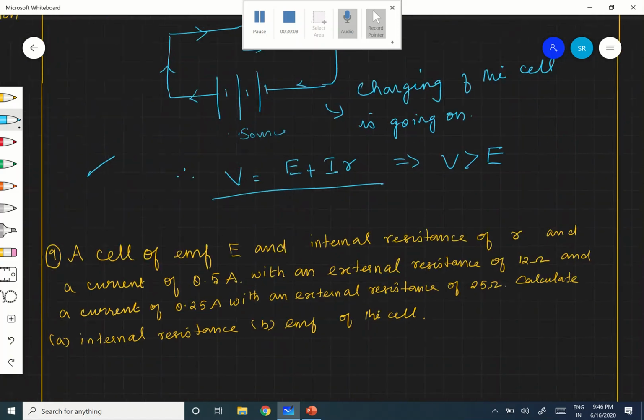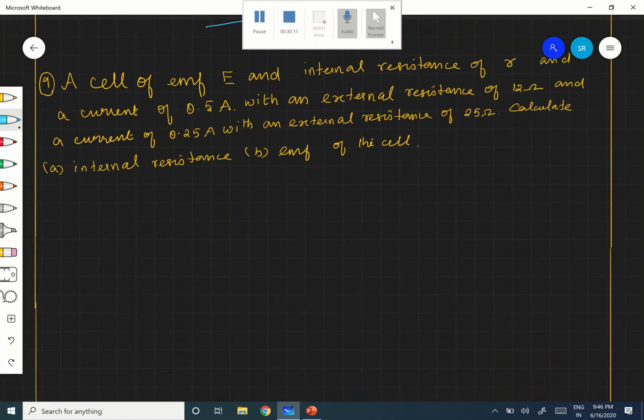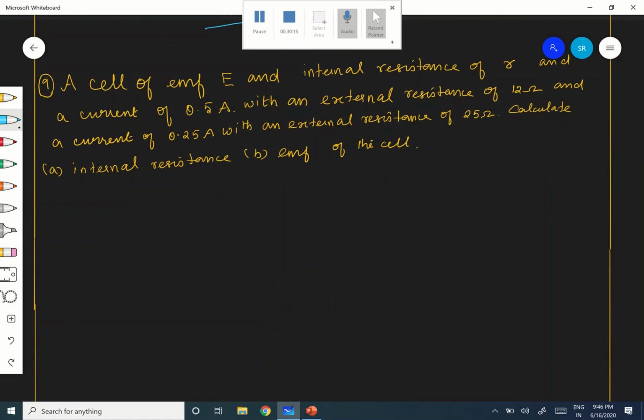Right. Now next question. A cell of EMF E and internal resistance r gives a current of 0.5 amps with an external resistance of 12 ohms, and a current of 0.25 amps with an external resistance of 25 ohms. Calculate the internal resistance and EMF of the cell.